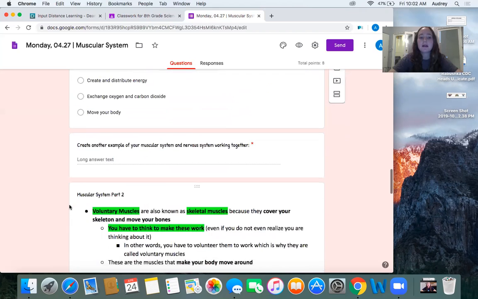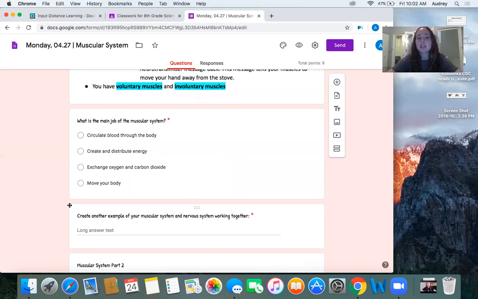So you have two questions here. What is the main job of the muscular system? And then I want you to come up with another example. I gave one with the hot stove and moving my hand, but another example of your muscular system and your nervous system working together. Go ahead and answer the questions. Hit pause on me, and then hit play when you're ready for me to keep reading to you. Go ahead. If you've hit play, it means you've answered the questions, and we're going to move on.